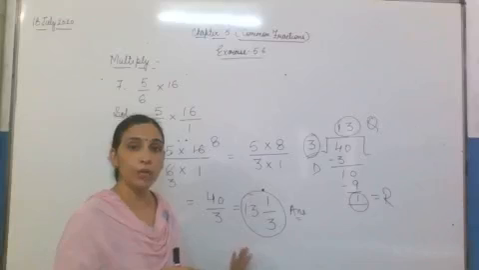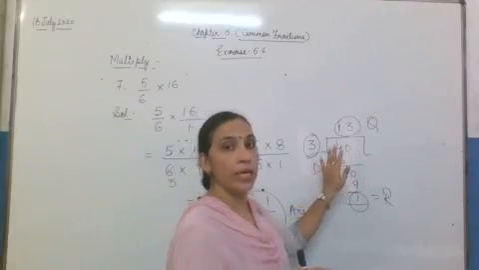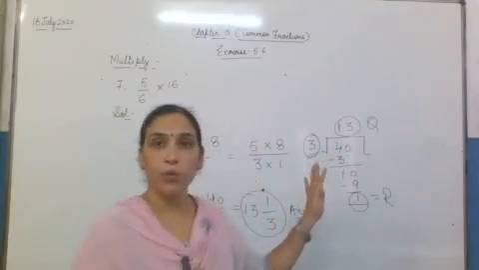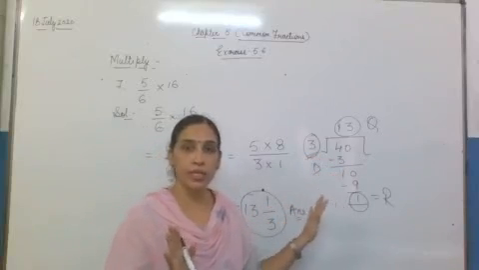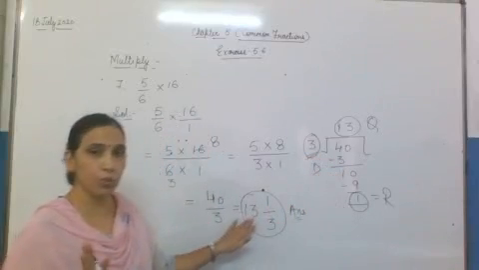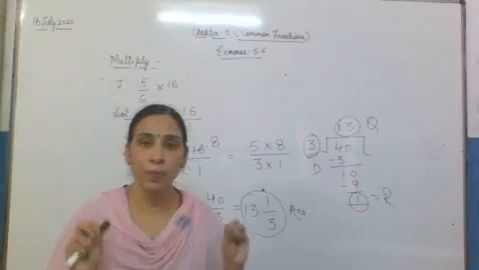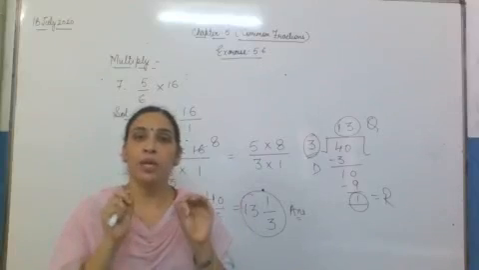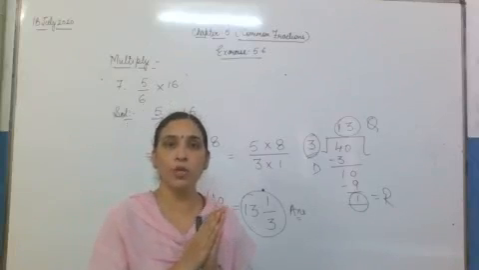So how will you change it into a mixed fraction? You will divide 40 by 3. After doing the division, the quotient is going to be written first, QRD. Many times I have told you to remember it, QRD.